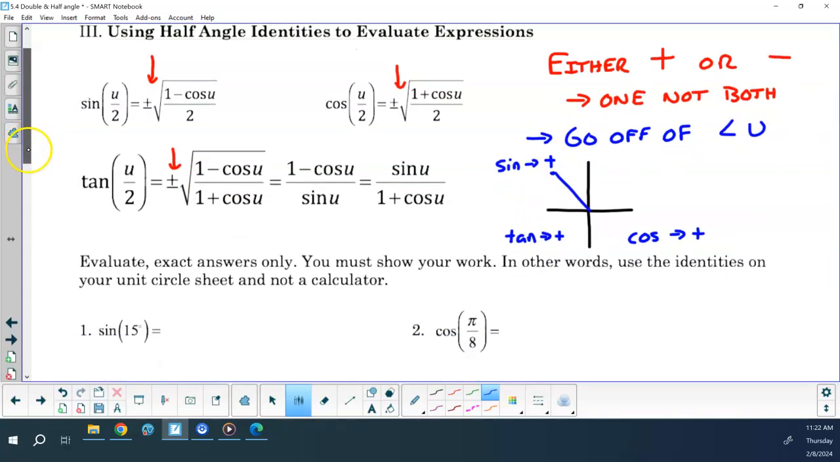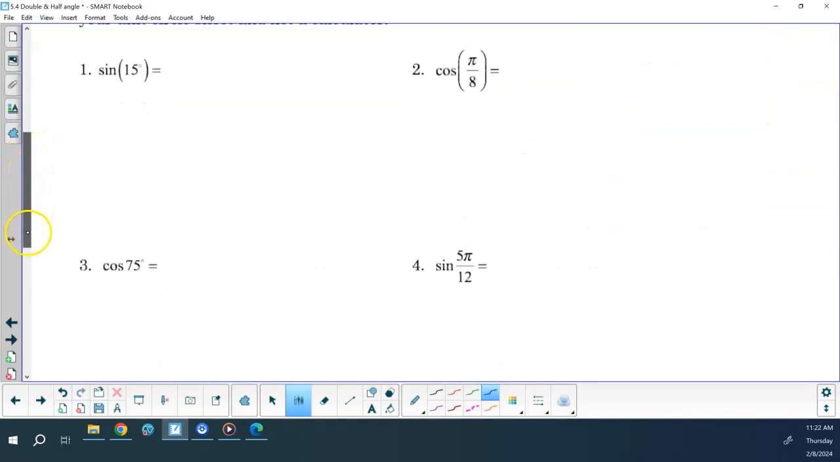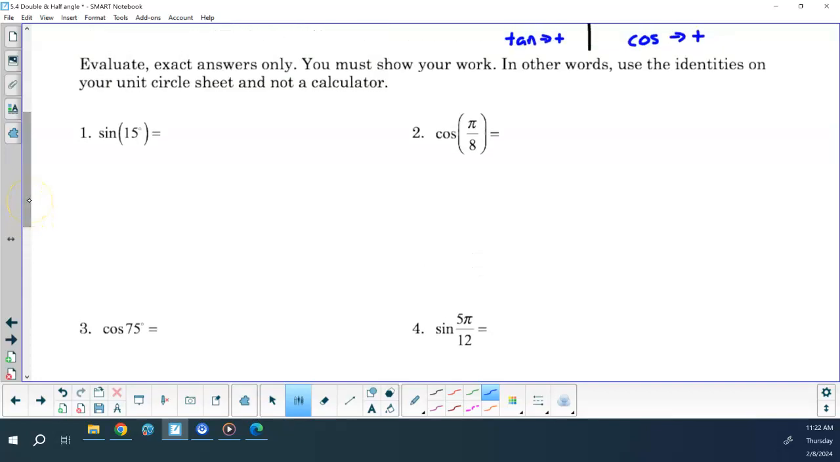So let's try some here. Pick one of the 6. I don't care which one. Number 1. Straight up number 1. Okay. So the sine of 15 degrees could also be the sine of 30 degrees divided by 2. Yes, ma'am.